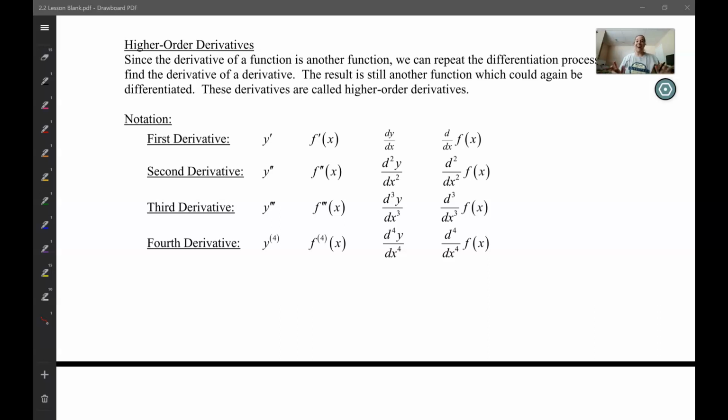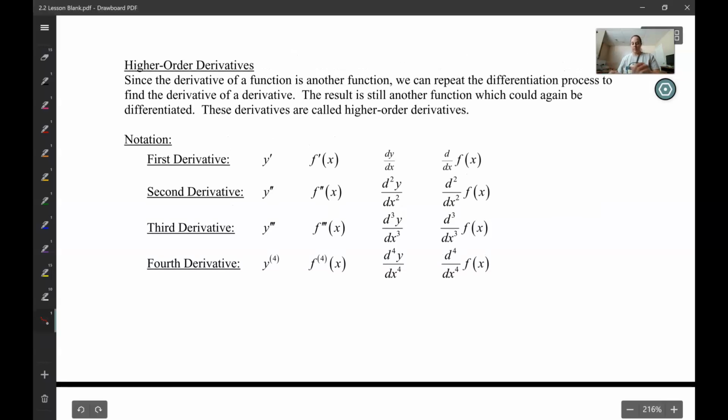Okay, let's talk higher order derivatives. So we now know how to take the first derivative, which is this first one right here, but we can also take higher order derivatives. So we can take the derivative of the derivative, and that gives you the second derivative, which we usually say is f double prime of x, and it can be written like these as well. You can take the third derivative, f triple prime of x, the fourth derivative, and so on and so forth.